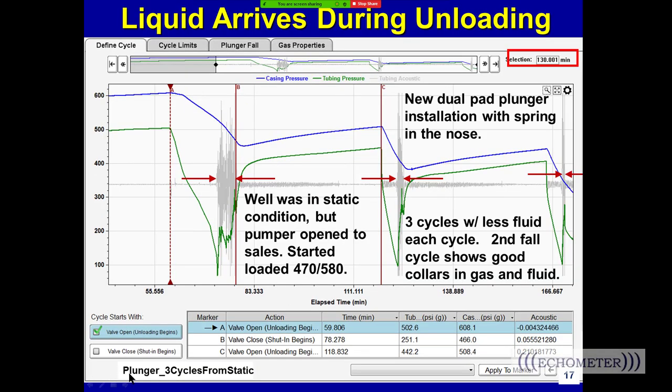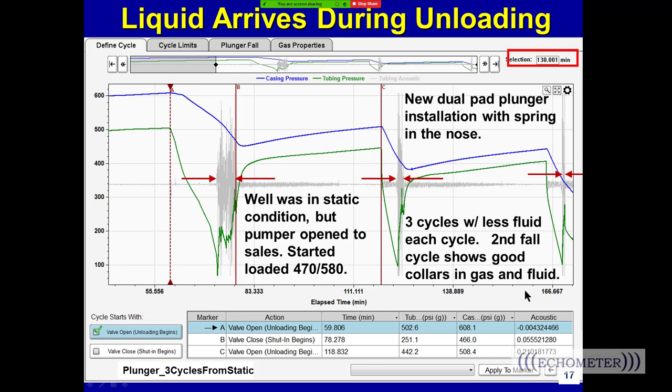Now this well right here is a plunger well, three cycles from static. There's one, two, three cycles. Here we're shut in, and the casing pressure is 600 psi, and the tubing pressure is 500 psi. For people all over the world that are not using U.S. units, you can modify the display units to any system of units that you wish. You just have to go into the settings and choose metric or whatever system you want. If you click on the heading here, you can change the heading of the graph, and the units right here on the screen, you can click on and change as well.